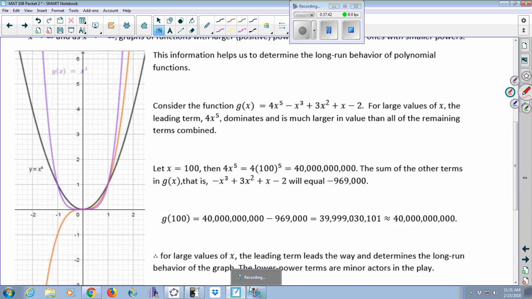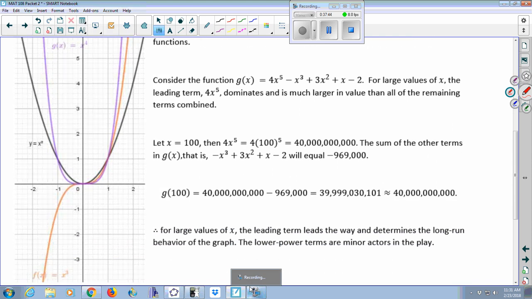So the moral of the story is, and does anybody know what this little thing stands for? Therefore. That's how we write therefore in mathematics. It looks like bowling pins, right? Therefore, for large values of x, the leading term leads the way. It totally dominates the rest of your polynomial as x moves towards positive and negative infinity, and it determines the long-run behavior of your graph. So you never have to worry about all the stuff after it. You just have to picture that.